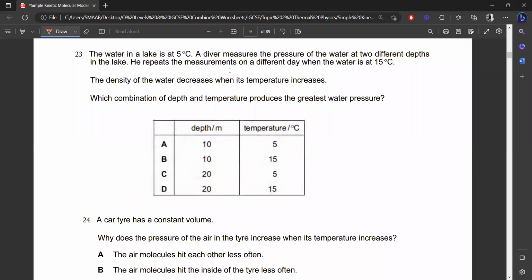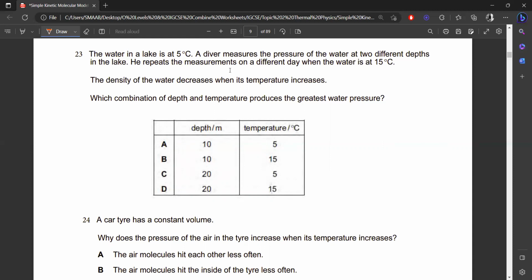The water in a lake is at 5 degrees Celsius. A diver measures the pressure of the water at two different depths in the lake. He repeats the measurement on a different day when the water is at 15 degrees Celsius. The density of water decreases when its temperature increases. Which combination of depth and temperature produces the greatest water pressure?